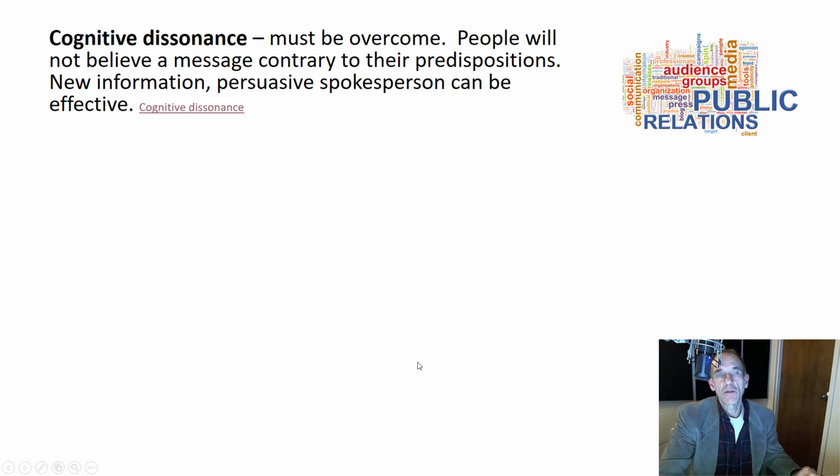Cognitive dissonance. This is an interesting concept, and it must be overcome by public relations communicators. People will not believe a message contrary to their predispositions. So we already have beliefs. And even if we present people with information that is persuasive, they already have beliefs, and it's hard to break through those existing beliefs. New information and persuasive spokespeople can be effective. But let's learn more about this notion of cognitive dissonance.